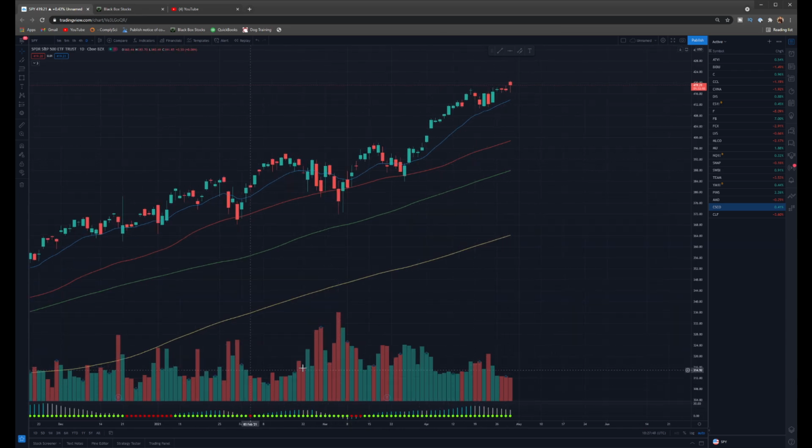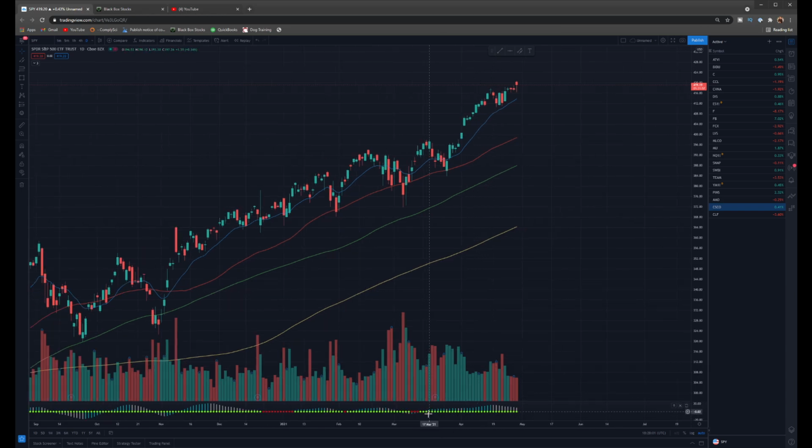Down here, I just have traditional volume bars. Volume is extremely important. If there were only two indicators I could use, it would probably be my EMA and my volume. Now, the other thing I have down here is a TTM Squeeze.